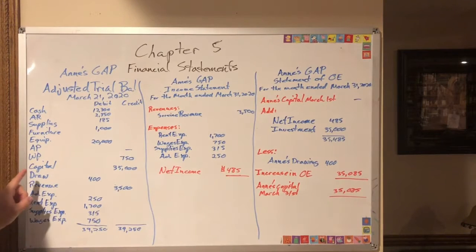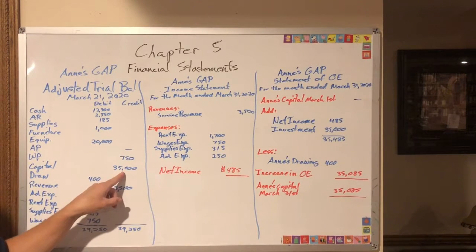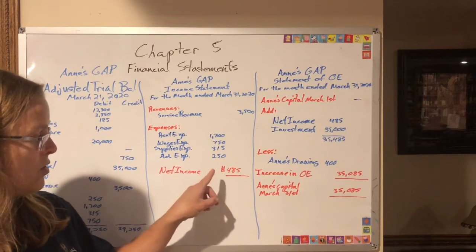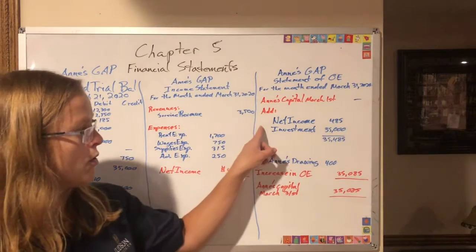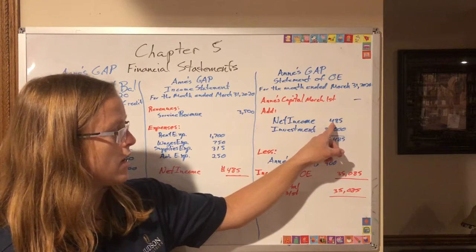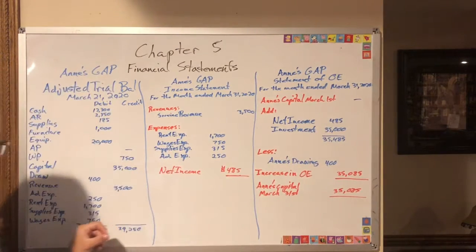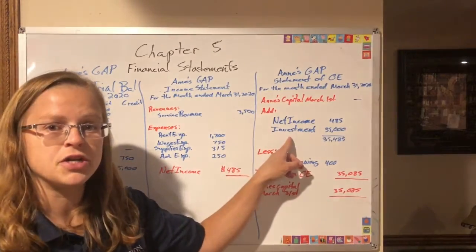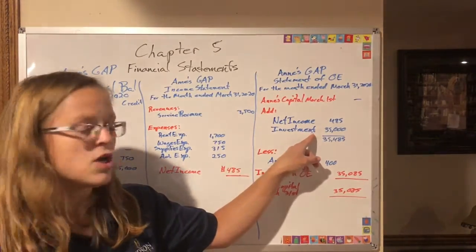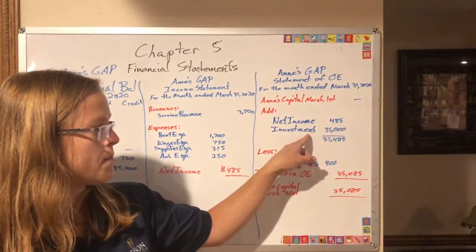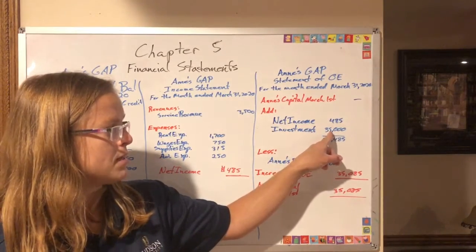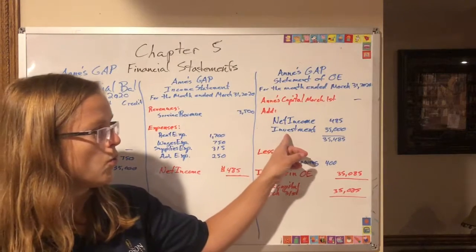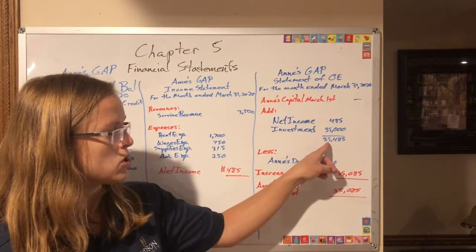We see that under capital here from the adjusted trial balance. So we take the net income from the income statement, we put it under net income here, and then we take Ann's capital as an investment because she invested that $35,000 to open her organization, and we put that here, investment, $35,000.